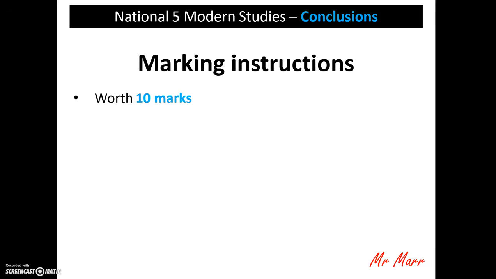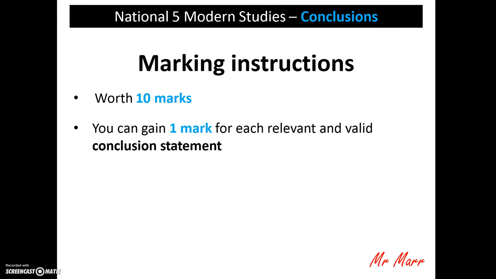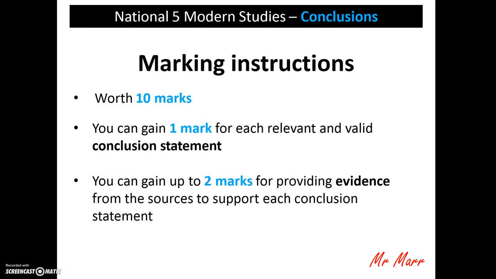Let's discuss how you can get marks for this. As has been noted, conclusions questions are worth 10 marks. You can get 1 mark for each time you give a relevant and valid conclusion statement based on the topics that were identified in the exam paper. You can also get a further 2 marks for providing evidence from the sources to support each of these conclusion statements.